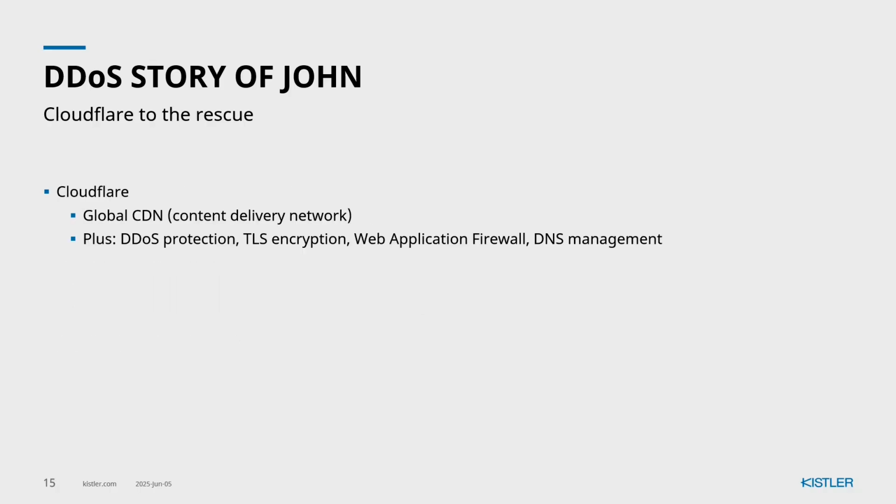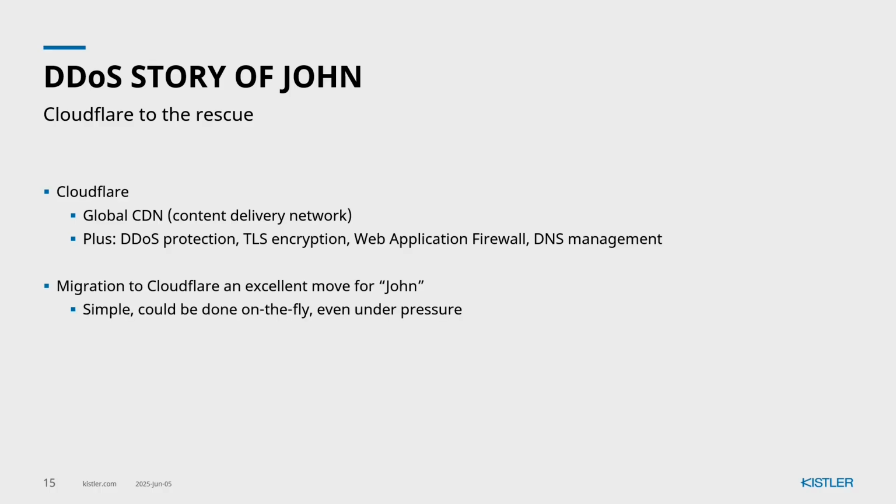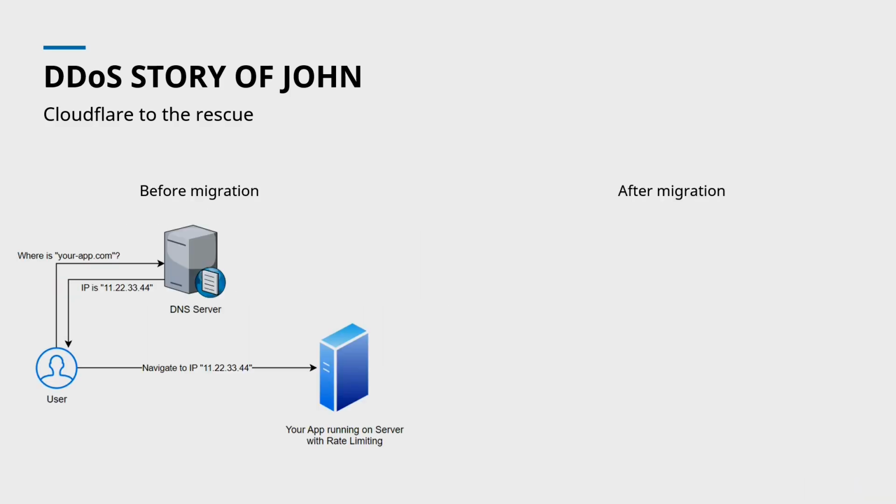He knew about Cloudflare, a solution provider which gives you a content delivery network, and also DDoS protection with TLS encryption. They even have a free plan. The free plan is so easy to deploy that John was able to do this even under the pressure of the attack. And what happened, what it looked like before and after.